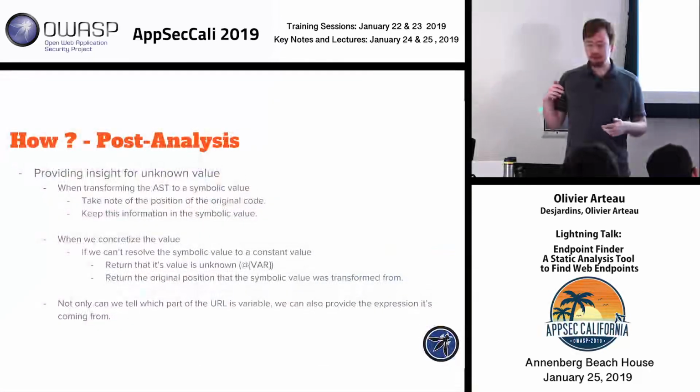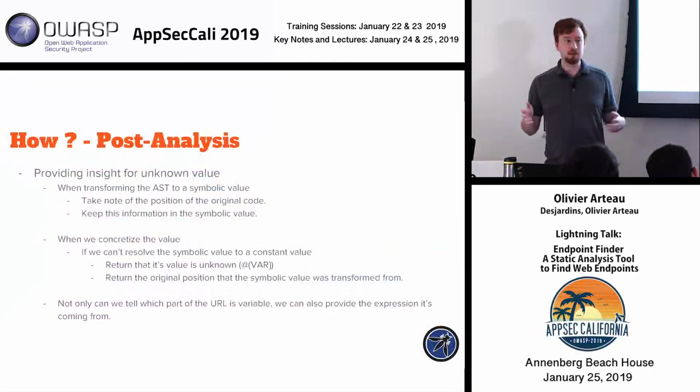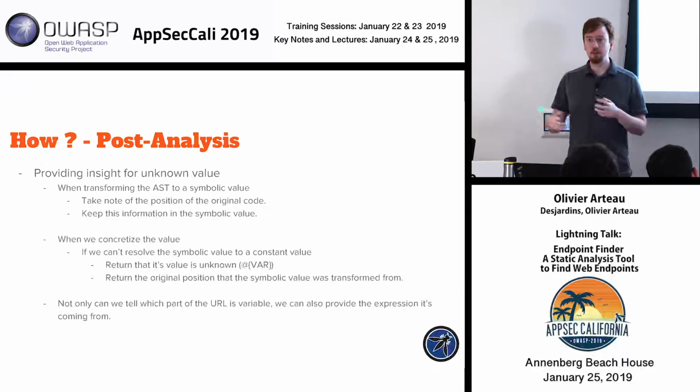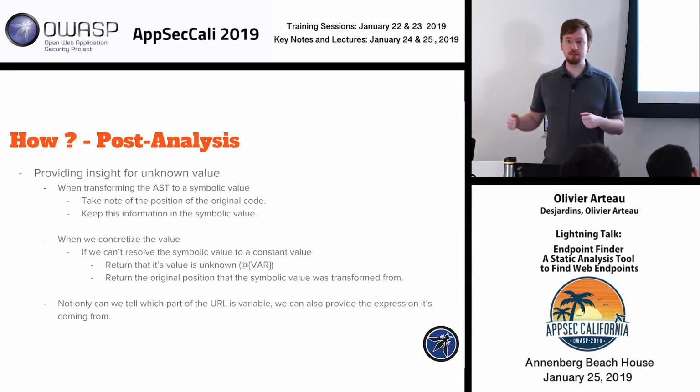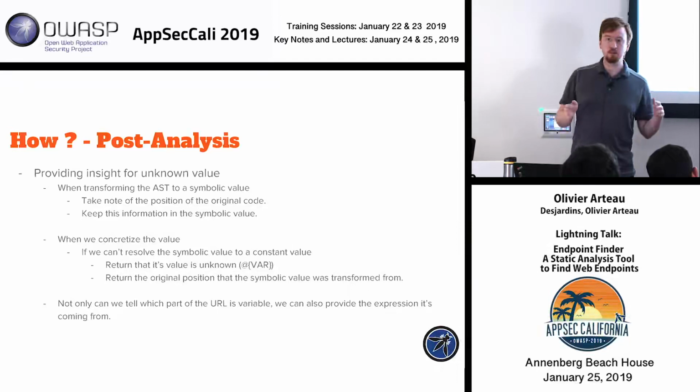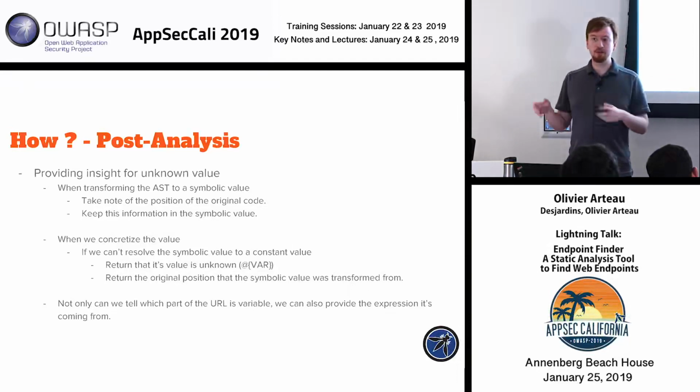The way the engine does this is that whenever we transform values from the AST to their symbolic value, we also keep all the information that the AST has in regard to the code location in the symbol. So whenever we try to resolve the value and we can find a concrete value for the symbol, we still have information about where it came from in the code. So we pass that information along. And in that way, not only can we provide information about the URL and what the variable part is, but we can also tell where those variable parts come from.